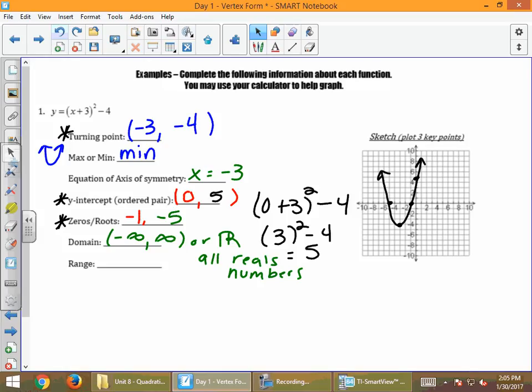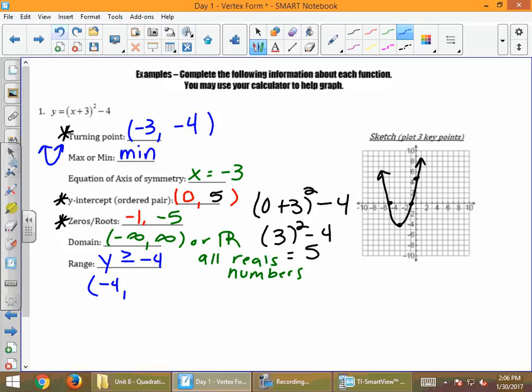Here's the thing with the range. Is our graph touching every single y value? No. What's the last y value our graph touches? -4. Is it going up to all the numbers bigger than -4 or down to all the numbers smaller than -4? Bigger. So we can write it as y is greater than or equal to -4. That's one way you might see it. You might also see it written in interval notation, -4 going on forever towards what? Infinity. That's also okay.